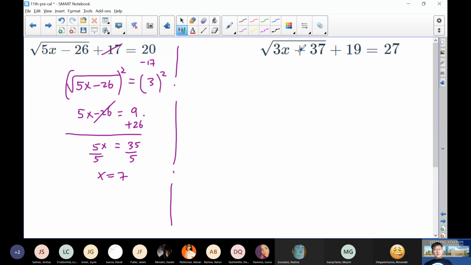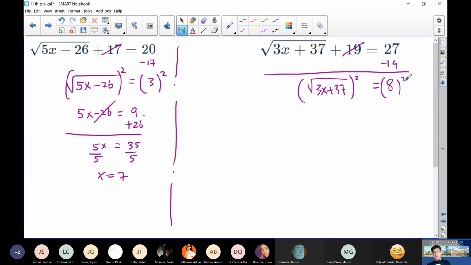Next one, same thing, right? It's like x plus 19 minus 19, right? Then we have this. We square it, right? 3x plus 37 equal 64. You know, this is like this, right? 27.